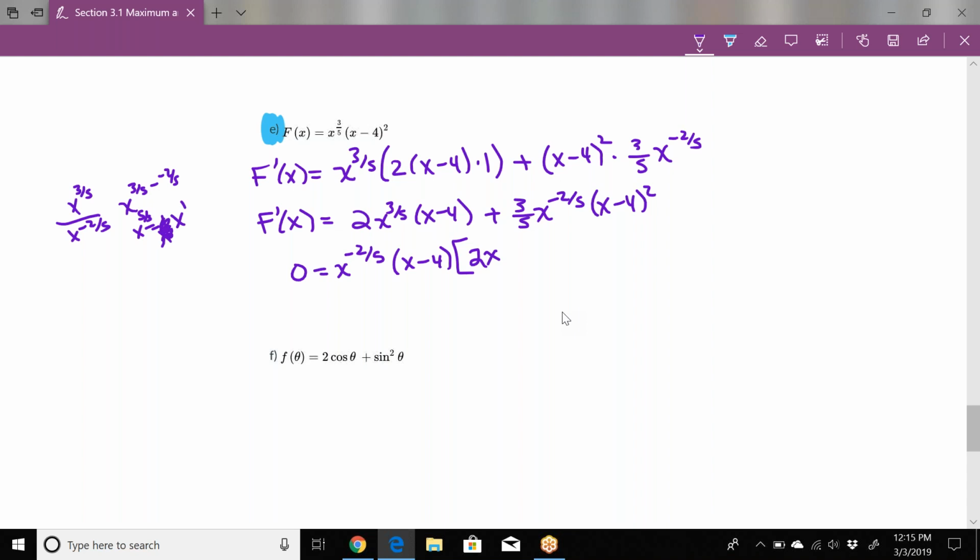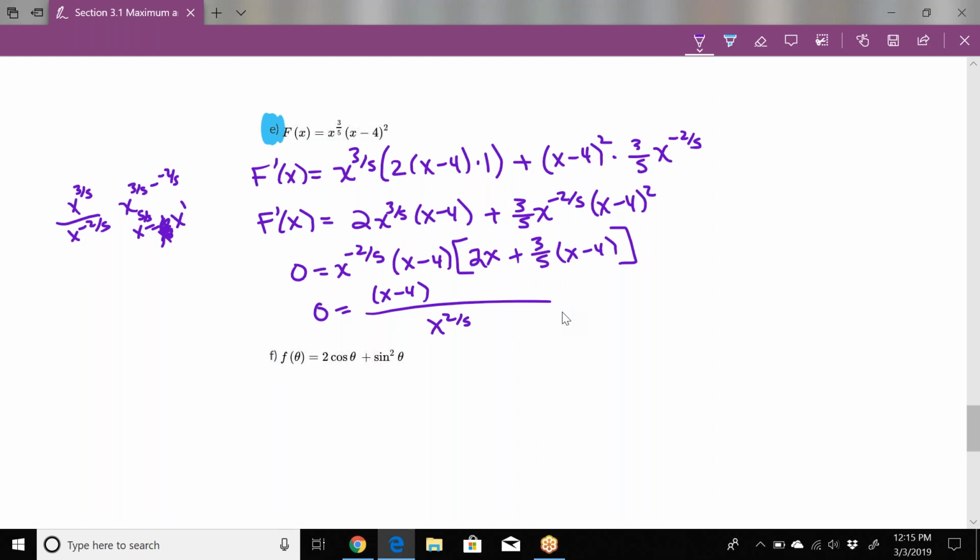Now the x minus 4 is gone. On this guy, we're going to have the 3/5 still there. The x to the -2/5 is out, and we'll have an x minus 4 left over. So to figure out what our critical values are, first thing I'm going to do is move that negative exponent guy to the bottom. So it's going to be x to the 2/5 down here.